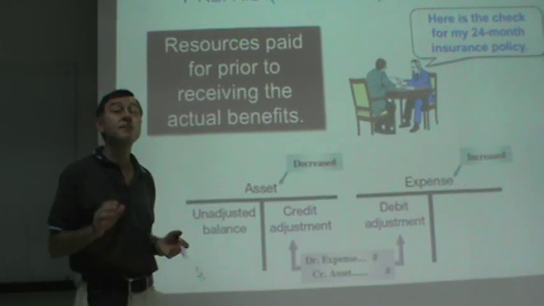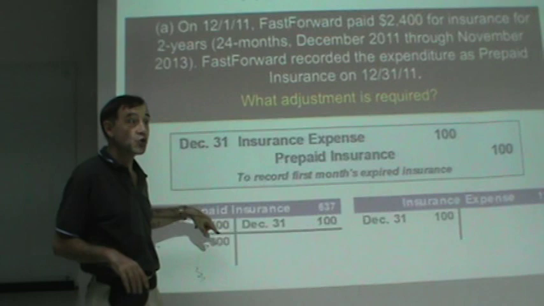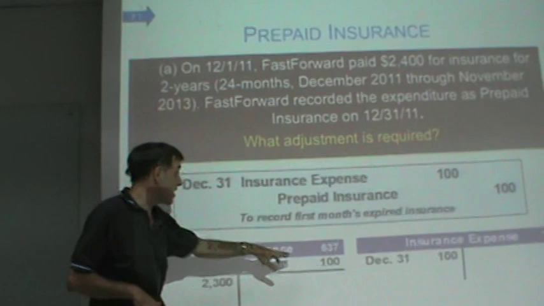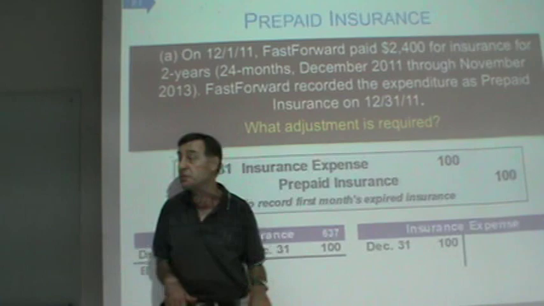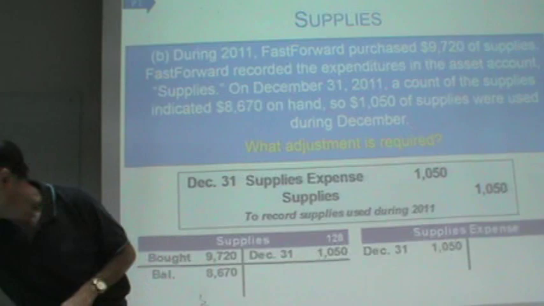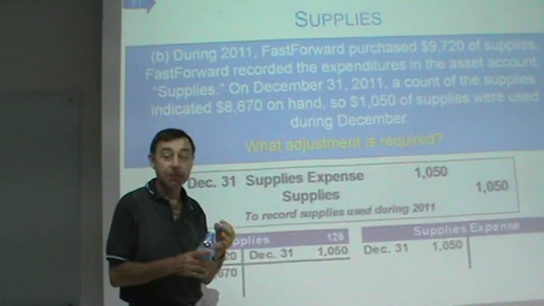So we just covered prepaid expenses. I just gave you the example of prepaid insurance. Prepaid insurance is a prepaid expense, with a credit to the asset and a debit to the expense. I already explained and gave you an example with the bottled water. This one is now an expense. It was already consumed, okay? So the bottled water is an expense.